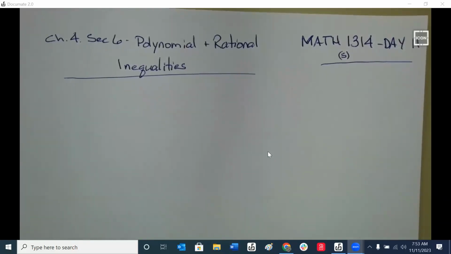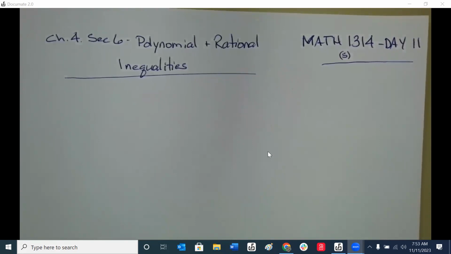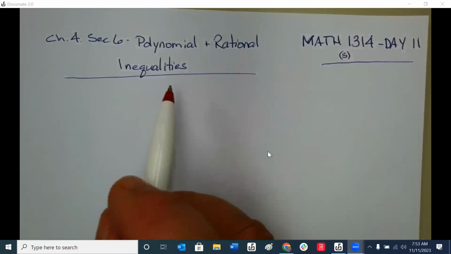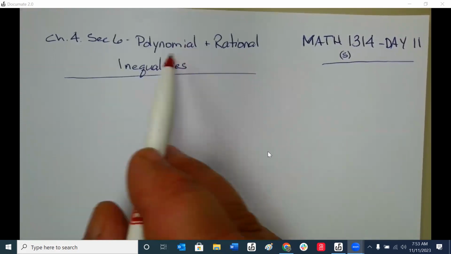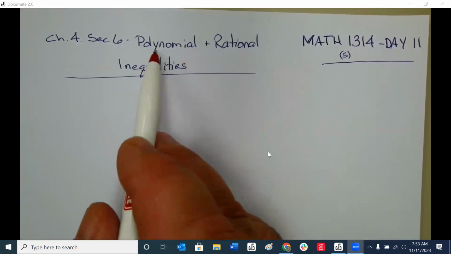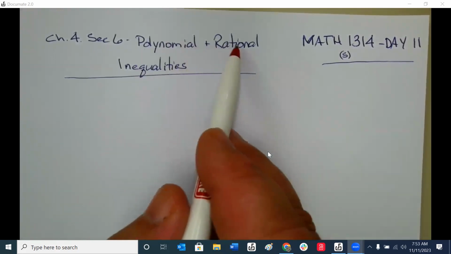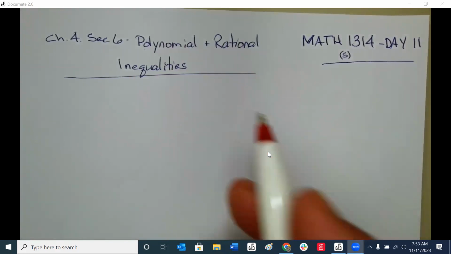Hey, everybody. We're going to finish up chapter 4, and we're going to try to do a big chunk of chapter 5 also, because chapter 5 is pretty much straightforward and it follows only two concepts. This one deals with the larger set of inequalities, chapter 4, section 6. It deals with inequalities of polynomials and inequalities of rational functions.